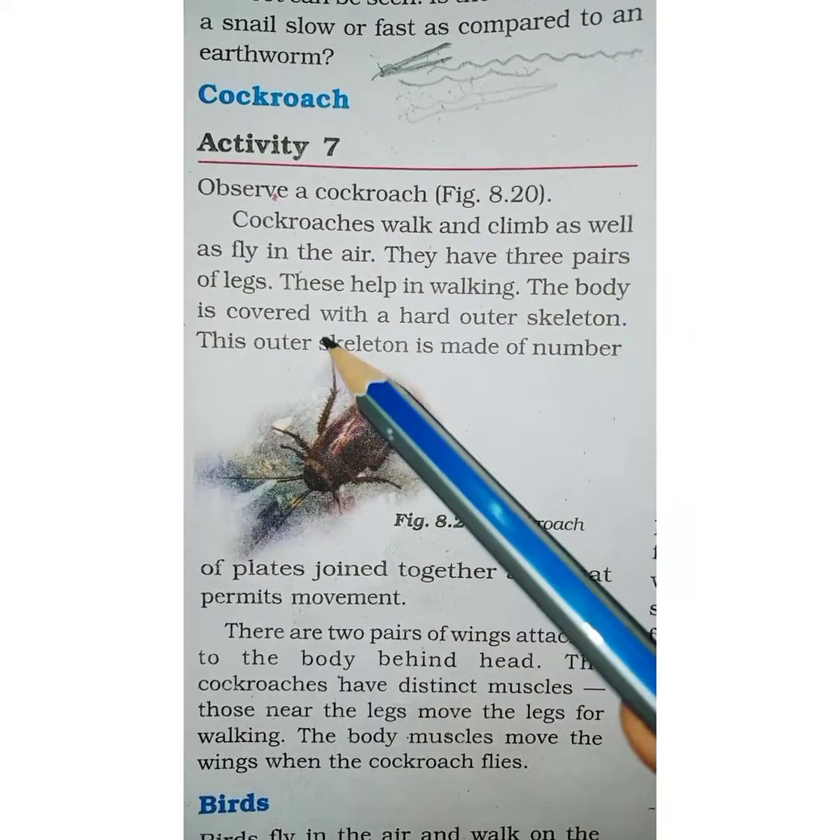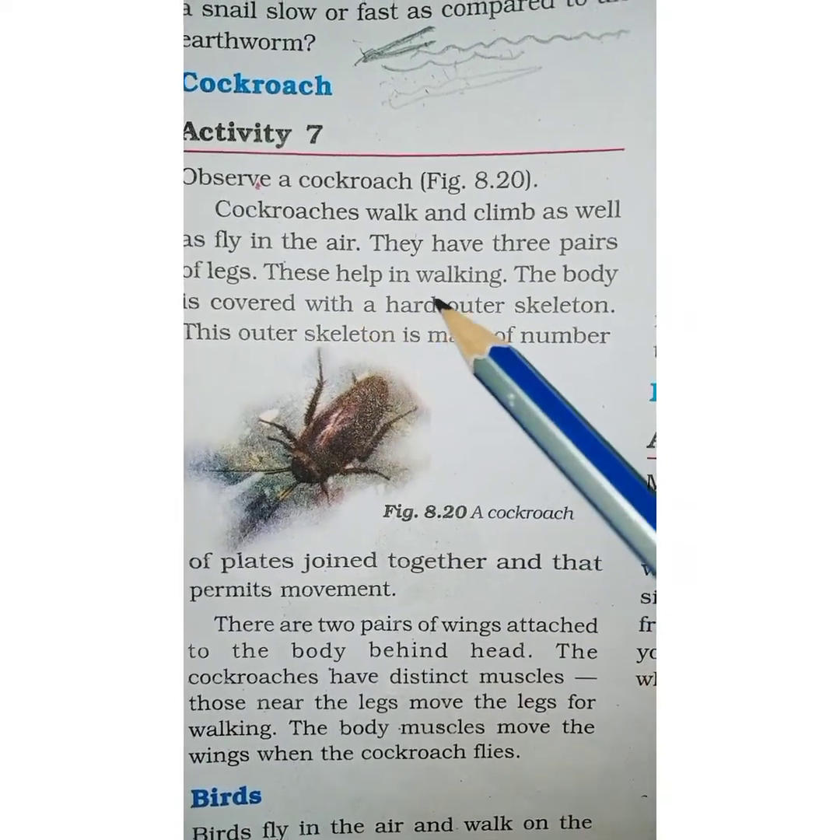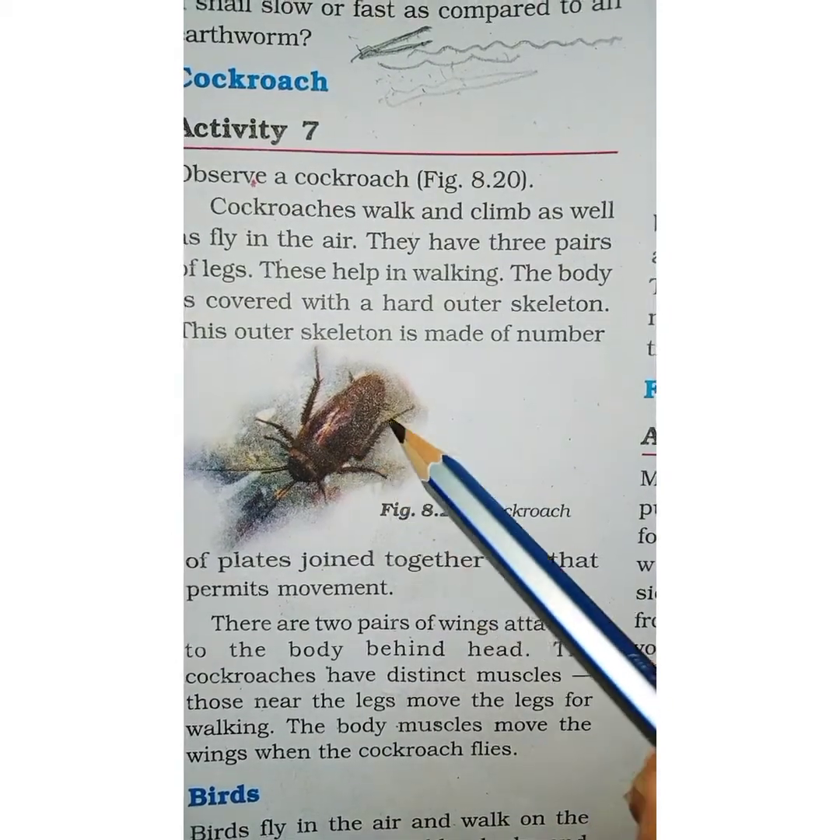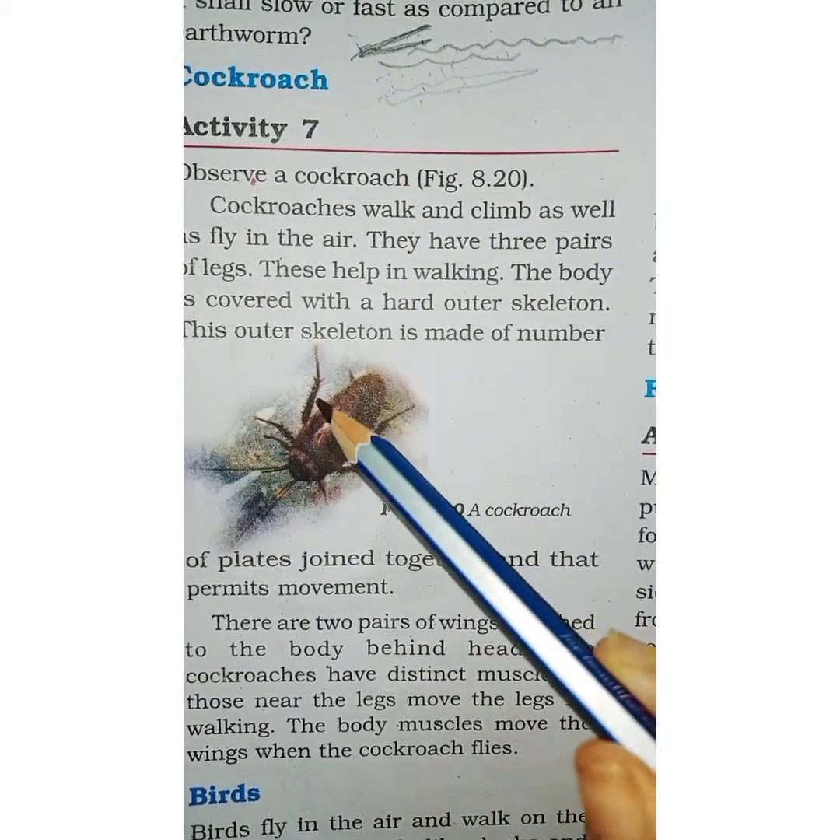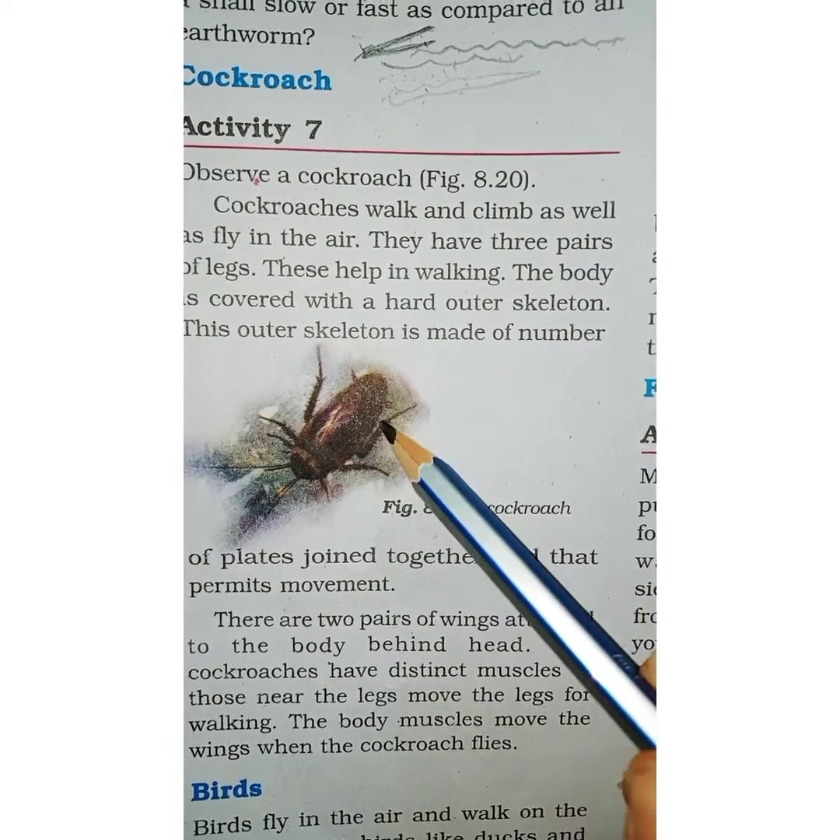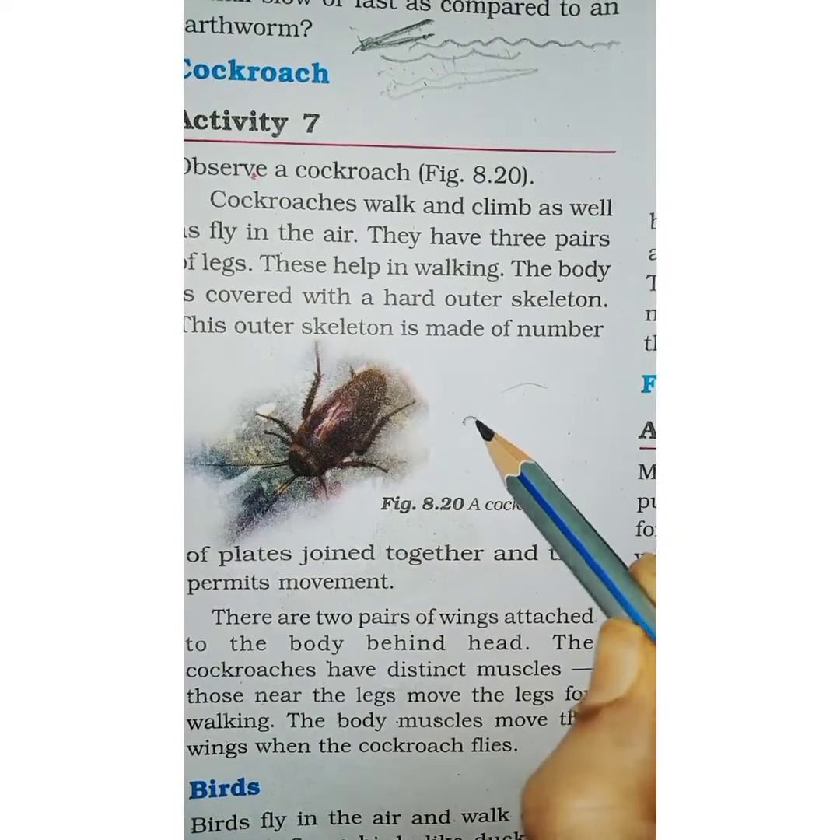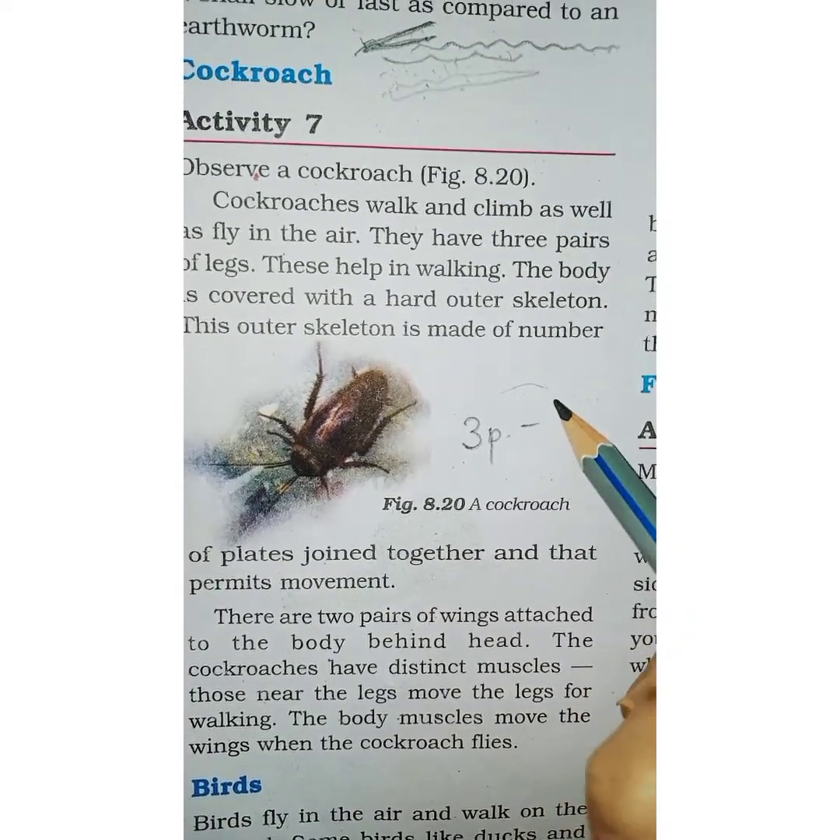They have 3 pairs of legs. These help in walking. As you can observe, how many? 1, 2, 3. So these are 3 pairs. You can say 6 legs: 1, 2, 3, 4, 5, 6. So these are the 6 legs, or you can say 3 pairs of legs.